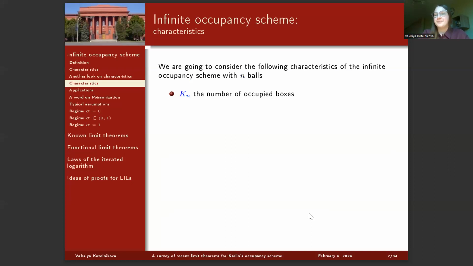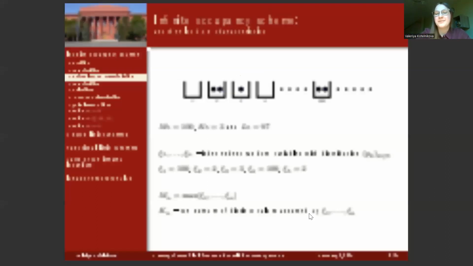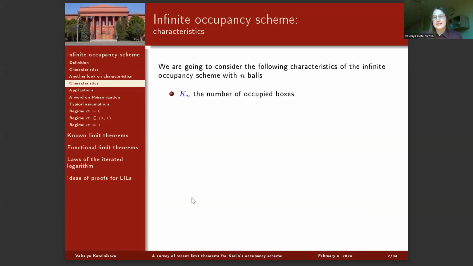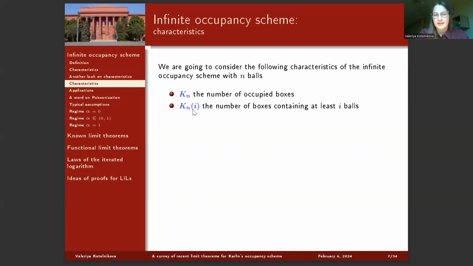However, our papers are not dealing with mn or ln, because for mn there have already been a lot of limit theorems proved, because of these characteristics. It is just the maximum of IID random variables. ln is harder to investigate, so we stay close to the number of occupied boxes kn, and we also consider some similar characteristics. First is not even similar, it's a generalization of kn.